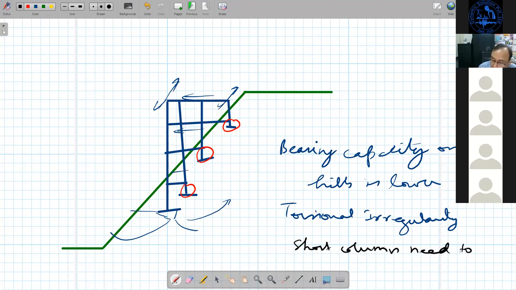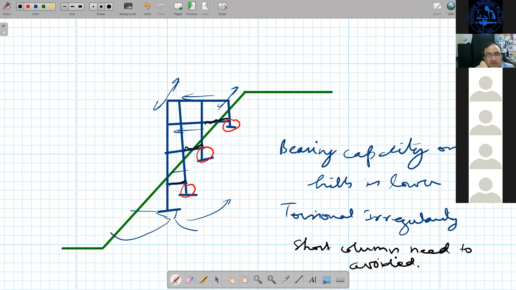need to be avoided. Otherwise, what is happening? These are taking all the load, and whole of the story load will go here, and these will fail in shear. So to avoid that, what you can do is do not provide the beams here. Do not provide the beams here, which can cause this short column. Okay. So the configuration has to be decided in such a way that this short column and torsion is to be avoided. This is the main problem.